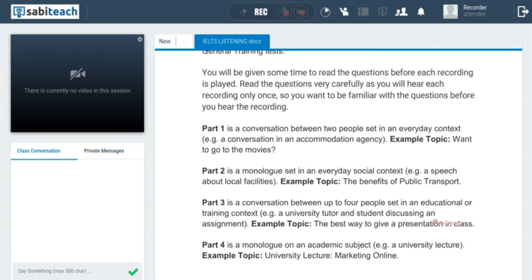Make sure you read the questions very carefully, because you can only listen to the recording once. So remember, use the time that you are given to look at the questions judiciously. Look at the questions so that you will know what you want to answer, what you are looking for, and what you want to listen for in order to answer them.